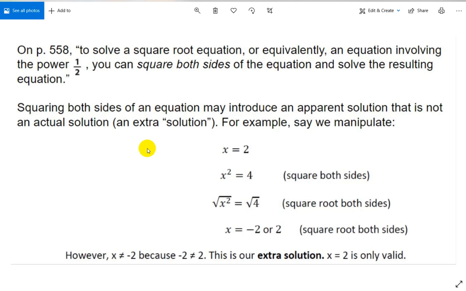So for example, let's say we want to manipulate x equals 2 here. If we square both sides, we get x squared equals 2 squared, and 2 squared is 4. Then if we take the square root of both sides, remember the square root of 4 could be negative 2 or positive 2. But this is this idea of an extraneous or extra solution. What we started off with was x equals 2. But we know that x can't be negative 2, because negative 2 is not the same thing as 2 if we plug this back in. So in that case, that would be our extra solution, and x equals 2 would be the only valid solution.